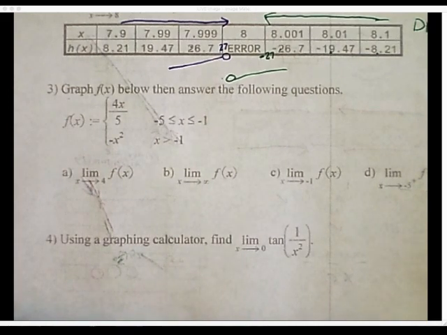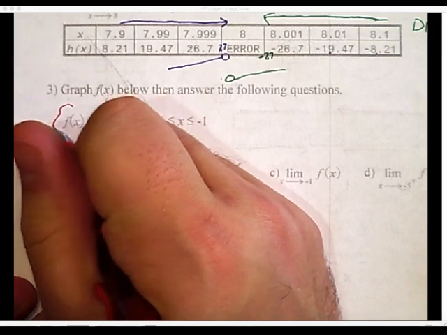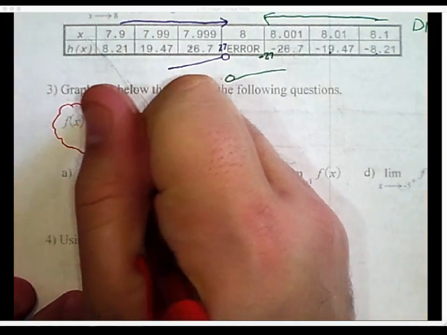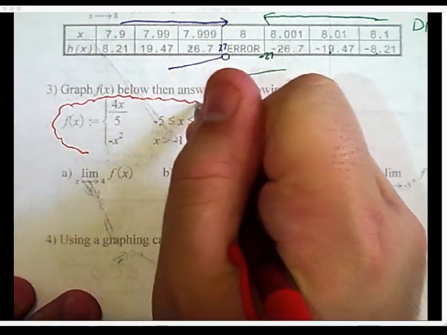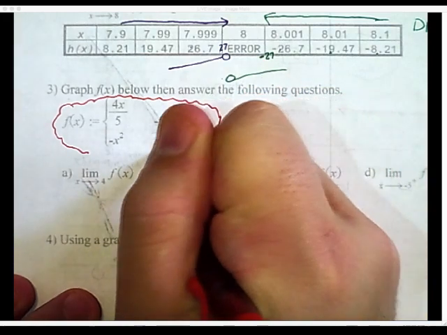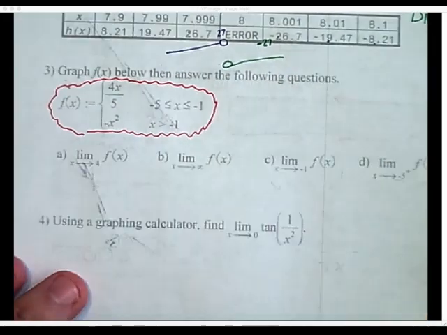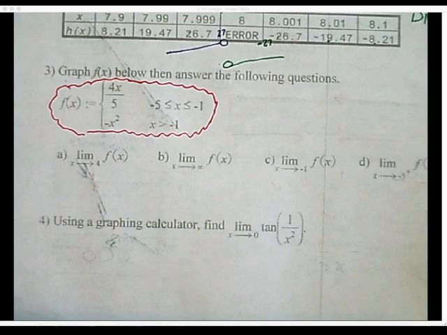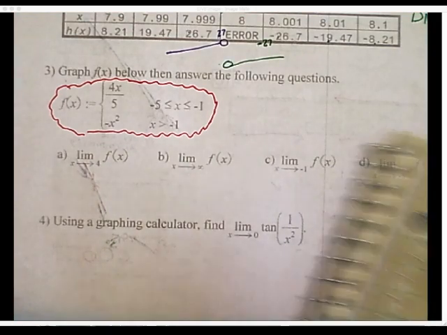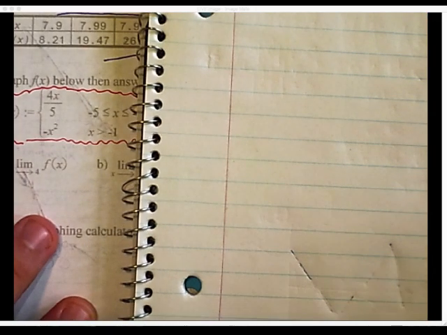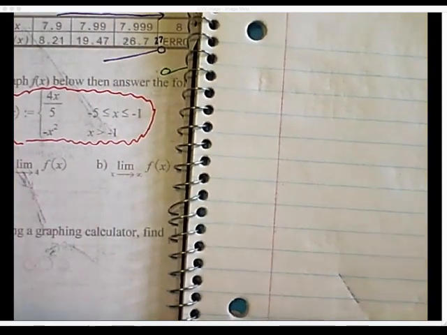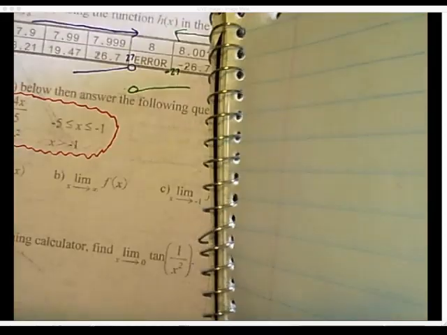So number 3, it says graph f of x below, then answer the following questions. A lot of students have a hard time with these because this is known as a piecewise function. Let's think about this. I'm actually going to do this on notebook paper. I'm just going to rewrite it.